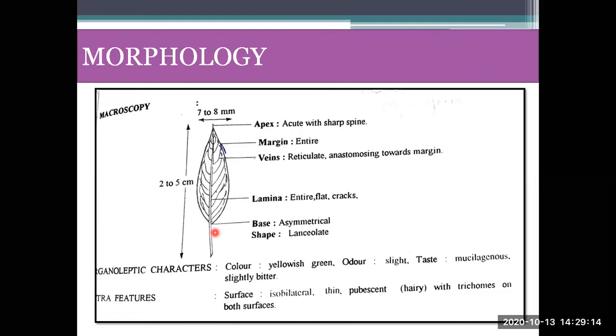In the video, we had not discussed the organoleptic characters. Normally senna has a pale green color, very light odor, and the taste is bitter. Always, the senna powder has a bitter taste. The category or main use of senna is as a purgative drug.